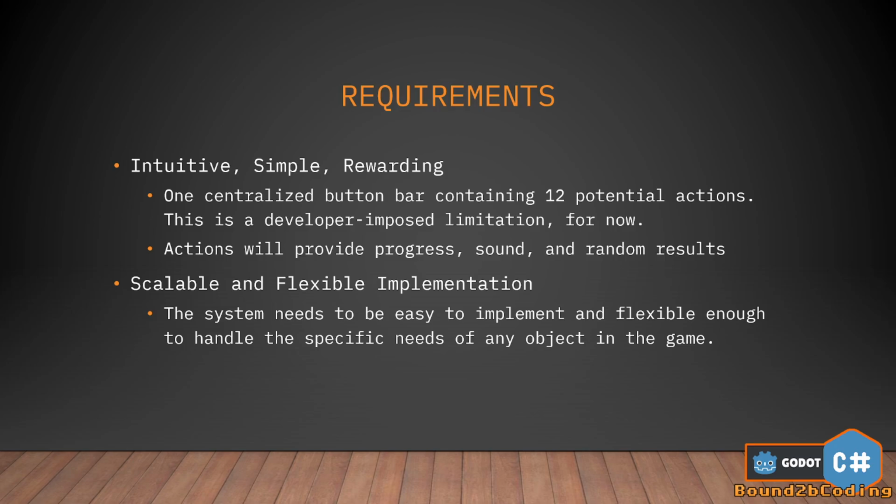I also want it to be scalable and flexible. This system needs to be easy to implement and flexible enough to handle the specific needs of any object in the game. So if I click on a tree, this system needs to work for a tree. If I click on a campfire, it needs to work for a campfire. If I click on a house, it needs to work for a house. So I want the system to be scalable and I want it to be flexible. I say scalable because I can imagine in my game there's probably going to be hundreds, if not thousands, of these actions that need to be performed against objects in the game.